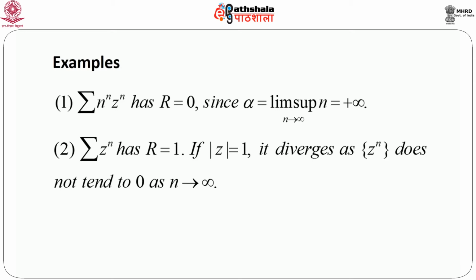Now one interesting thing is what happens when mod z equals 1. This is a very special case, and one has to look at the actual power series when mod z equals 1. In this case, if mod z equals 1, it diverges as z to the power n does not tend to 0 as n goes to infinity. And the third example, summation z to the power n by n factorial, has R equals plus infinity. So this radius of convergence gives some idea about the nature of the convergence of the power series.